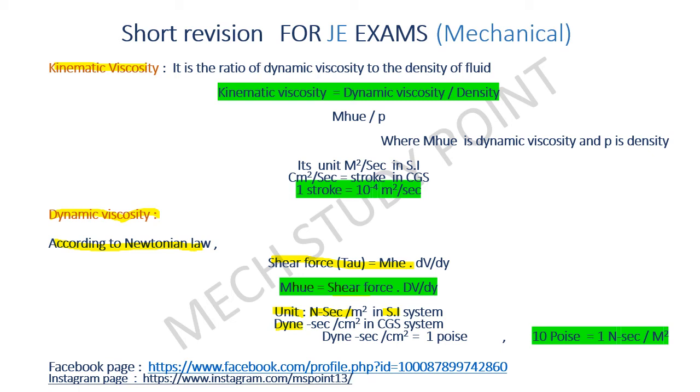dyne second per centimeter square in CGS. One dyne second per centimeter square is equal to 1 poise. So one standard equality is 10 poise is equal to 1 Newton second per meter square. This relation has been asked many times in exams, at JE level and in SSC. Many numericals are also solved on this basis. This is very important.